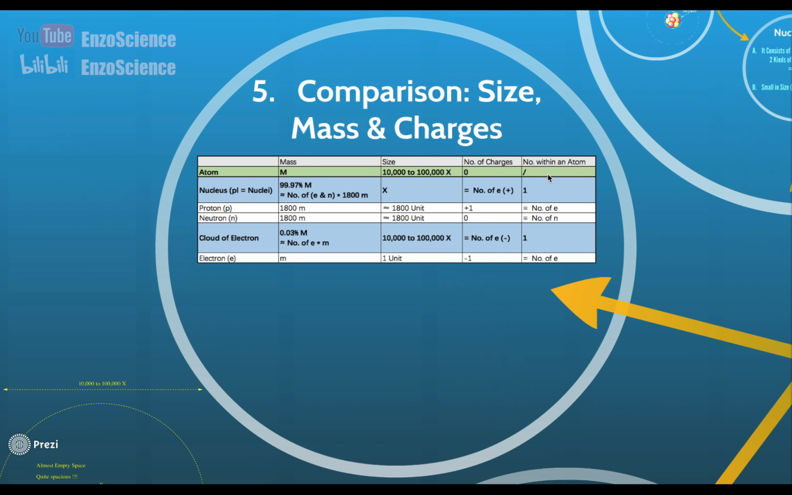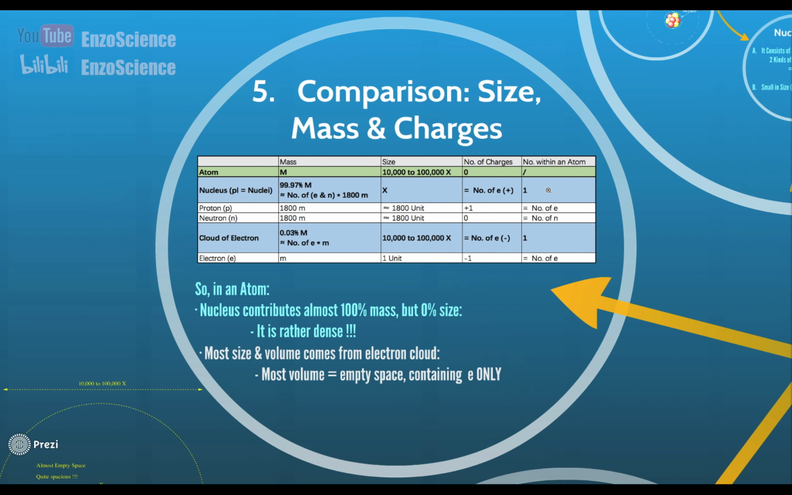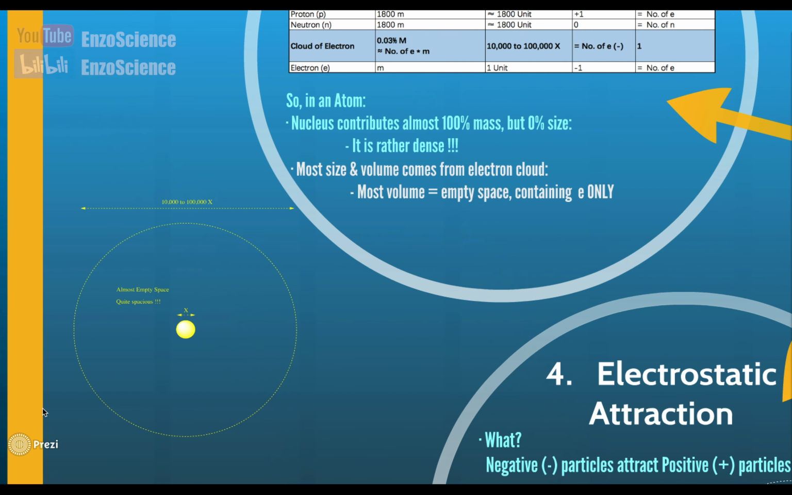One more thing to point out. There is one cloud of electrons and one nucleus within an atom. Since a nucleus contributes almost 100% of the mass but almost 0% of the size of an atom, it is rather dense. That means most of the size and volume comes from the electron cloud. Thus, we can say most of the volume within an atom is almost empty space containing a few electrons only. Here in this picture, although the nucleus and the atom are not to scale, it still shows us the spacious volume within an atom.